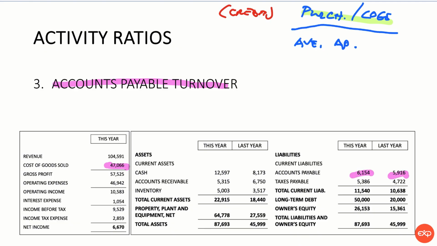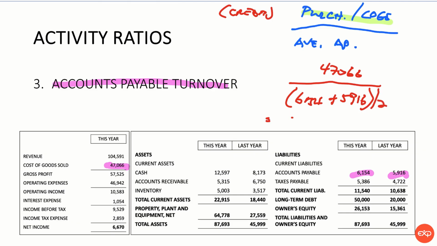So let's plot out the numbers. We are going to say 47066 over 6154 plus 5916 divided by 2, and you are left with 7.8. So that is the accounts payable turnover, 7.8 times.